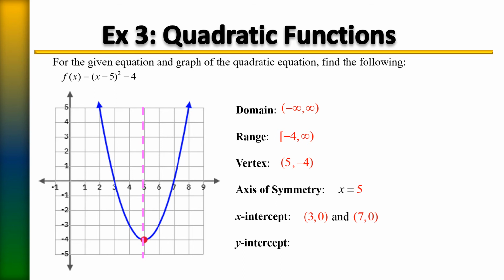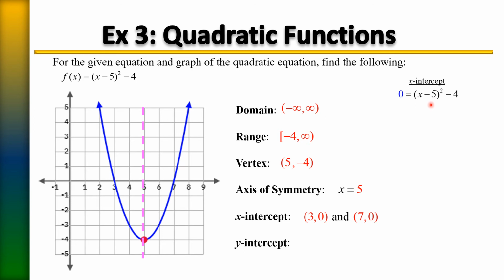Now, if you were not given a graph and you were asked to identify the x-intercept of this function, recall that to find the x-intercept algebraically, you have to let y be 0 to solve for x. So you should know that f of x is the same thing as y. So let's go ahead and make that 0 so that we can solve for x.